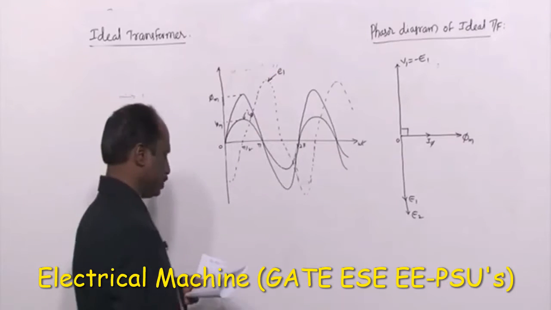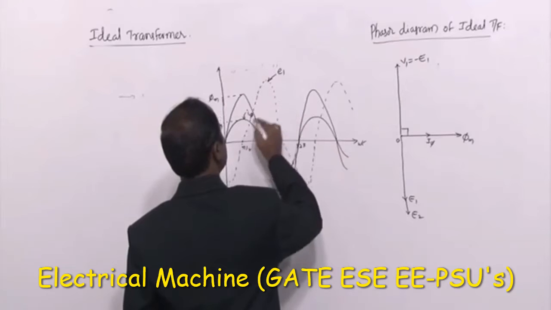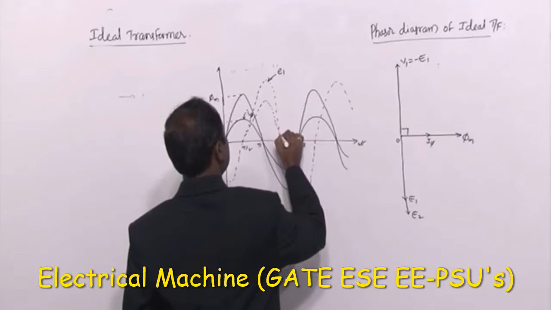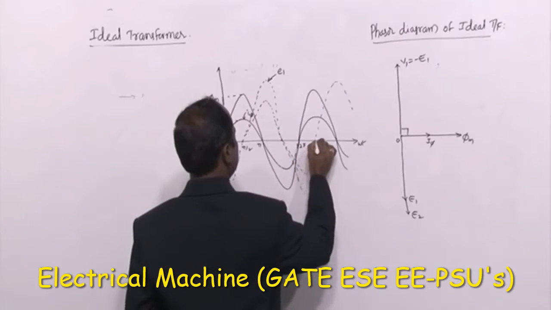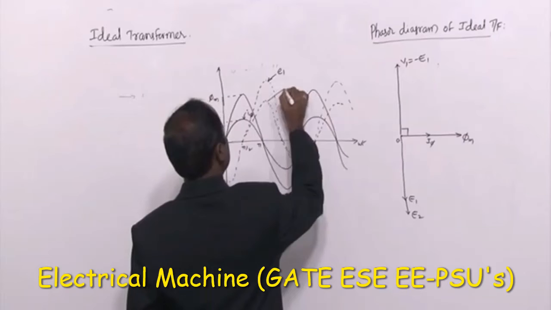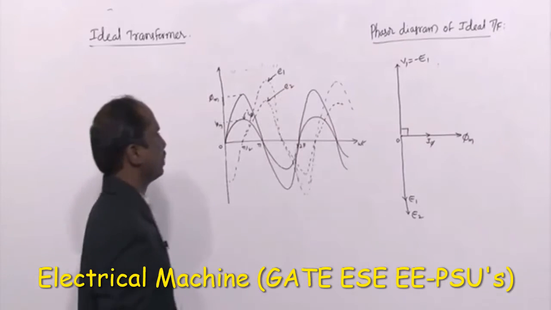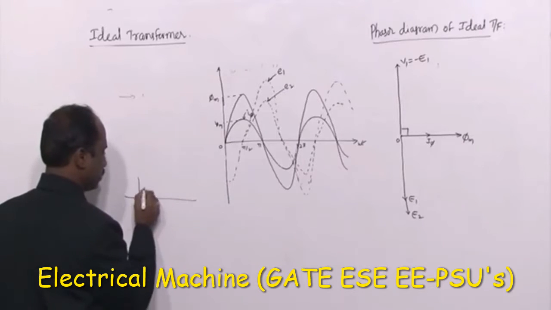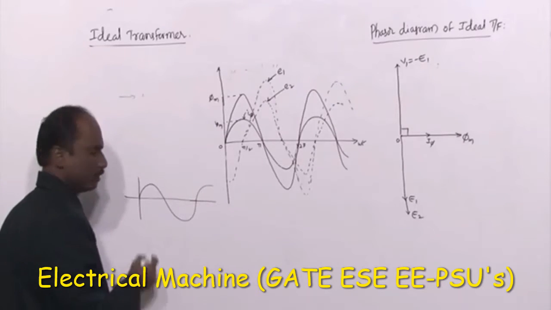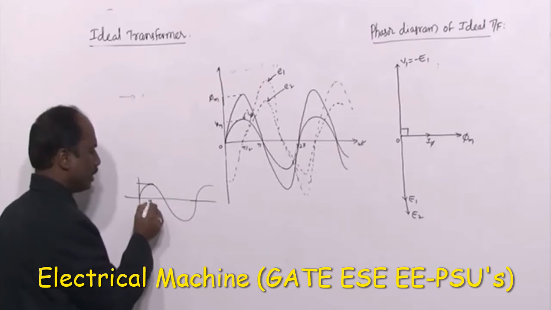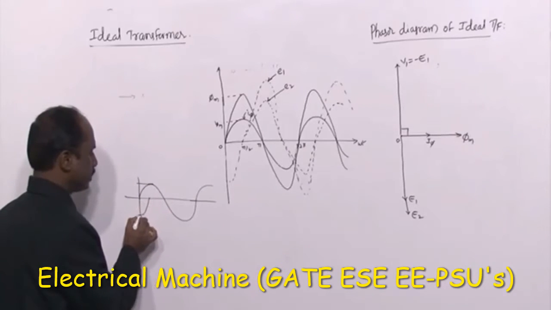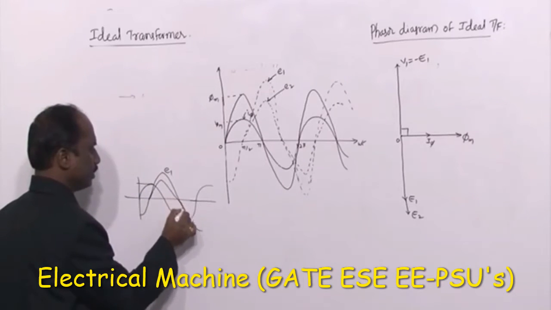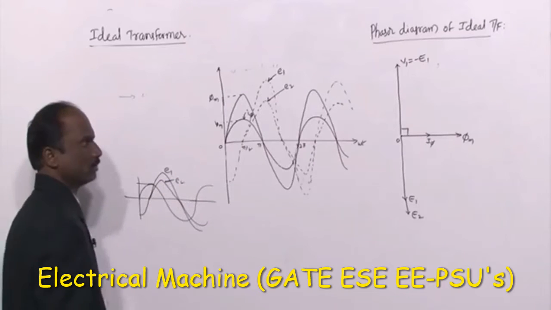How is E2? E2 is also in phase with this. Are E2 and E1 equal or different? For example, if it is a step down transformer, this is E2. Once again, this is the direction of the flux, getting maximum and minimum values like this. The voltage is leading this, that's why this is the voltage E1. E1 and E2 are both in the same phase with different magnitudes.